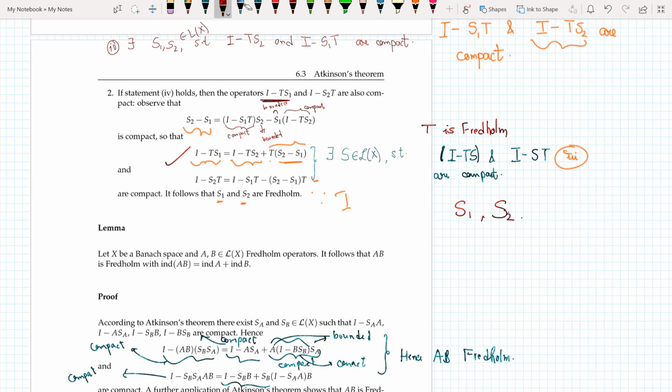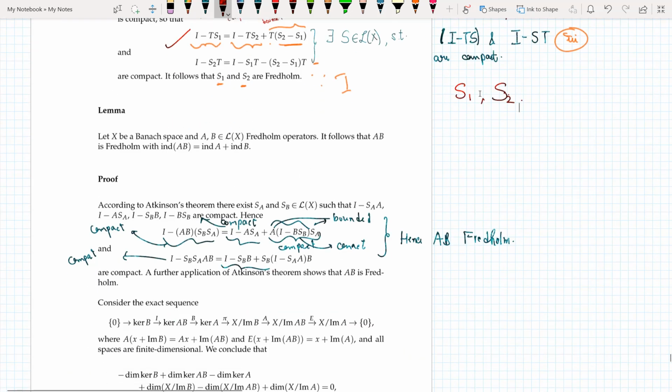And the next thing that I would like to discuss is the lemma. Now let X be a Banach space and A, B belonging to Lx be Fredholm operators. It follows that AB itself is Fredholm with index of AB as index of A plus index of B.